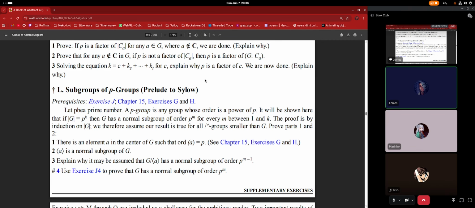And what about L, subgroups of P groups? Wow, this is actually talking about the order of the normal subgroups. So if the order of the outer group G is P to the power of K, then G has a normal subgroup of order P^m for every m between 1 and K. This is insanely strong to say, right? Well, number theory.